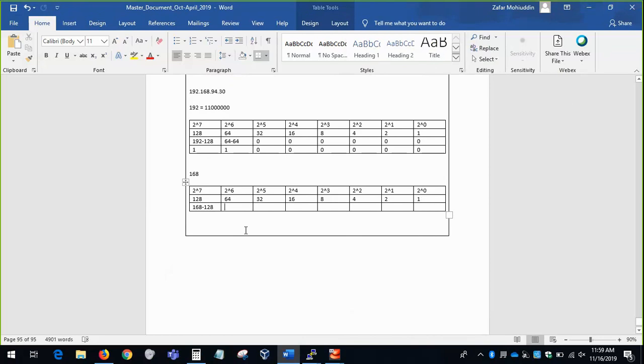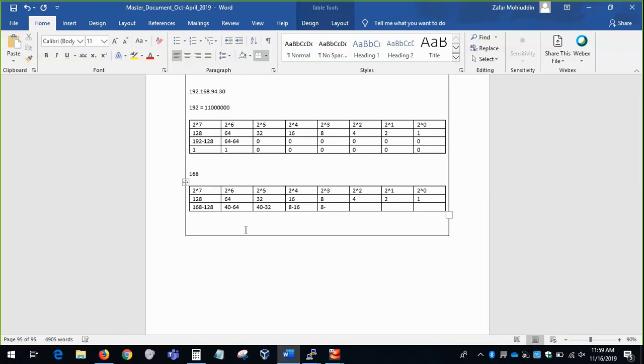Okay, so we do 40 minus 64. We are not able to subtract this, so the 40 carries over. 40 minus 32, how much is left? 8 is left. We are not able to do 16 minus 8, so we're going to skip that, and the 8 is going to carry over here.